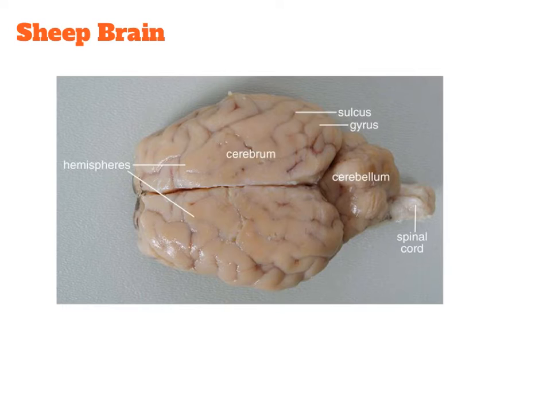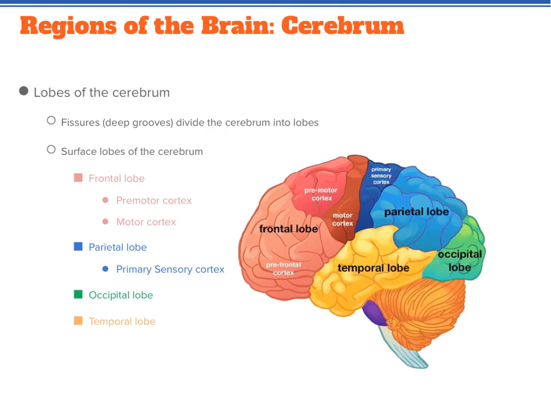Now, of course, I had to show you a little bit of what we would have looked at in class. This is a picture of a sheep brain. You can see the cerebrum is the part we've been talking about, that whole big top part that you see right here, and it's divided into the left and the right hemispheres. You can see that there.